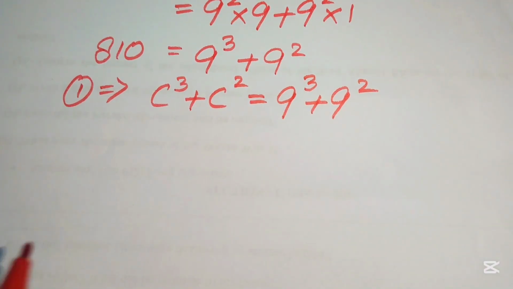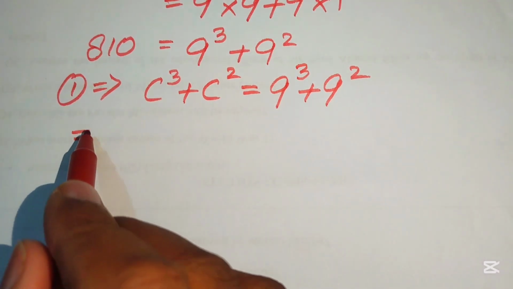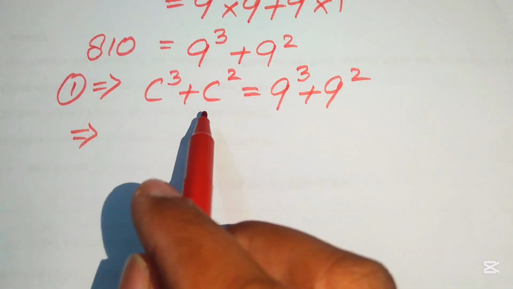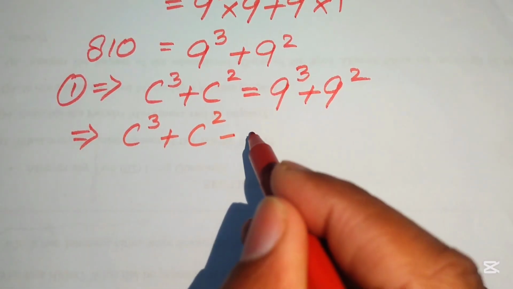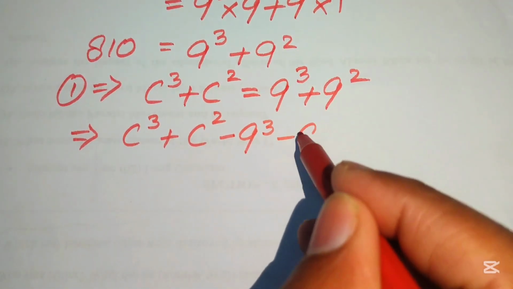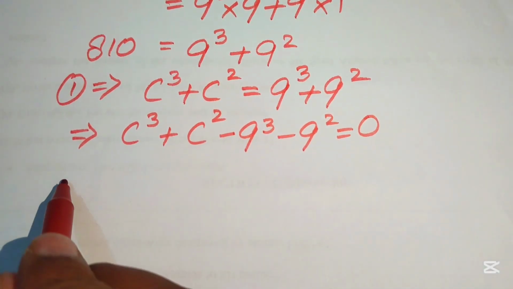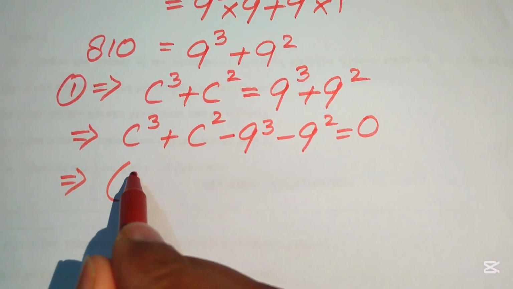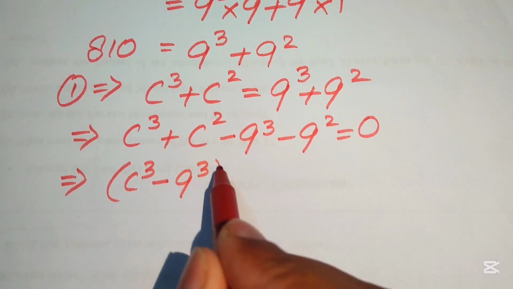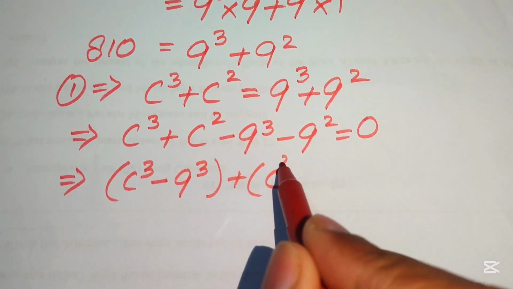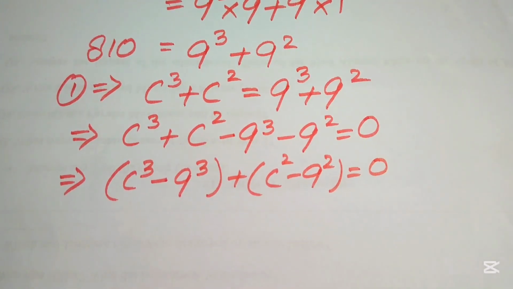Further, we need to rearrange the terms so that we move all the terms from the right hand side to the left hand side. It will be written as c cubed plus c square minus 9 cubed minus 9 square equals 0. After this step, we make pairs of cubic terms and square terms. The cubic terms are c cubed minus 9 cubed, and the square terms are c square minus 9 square, and this whole equals 0.